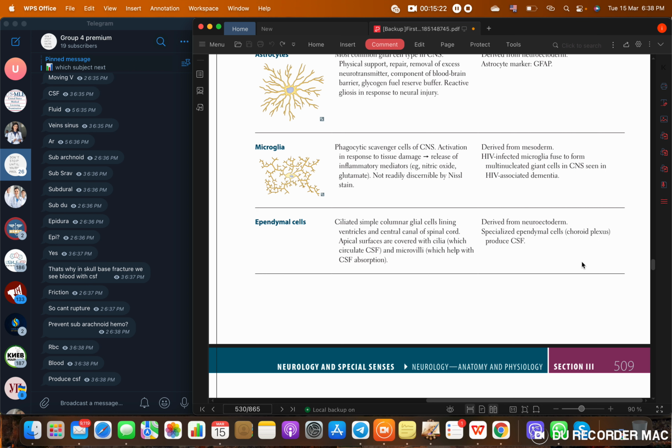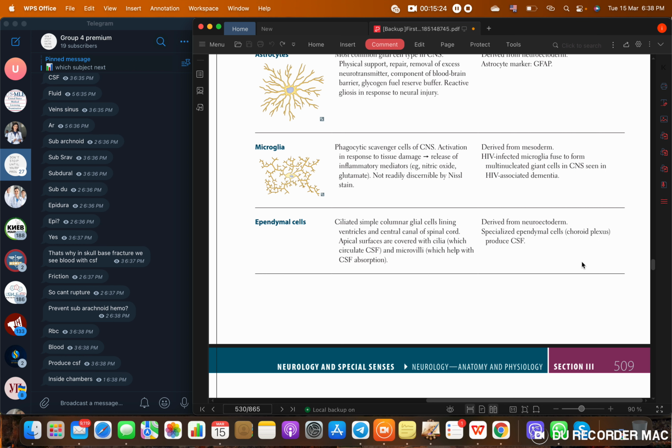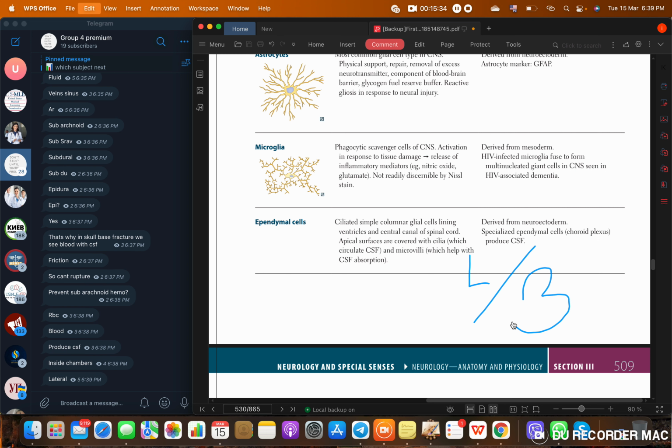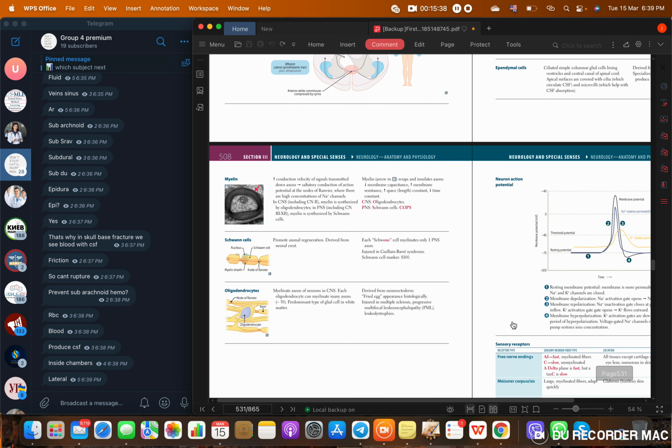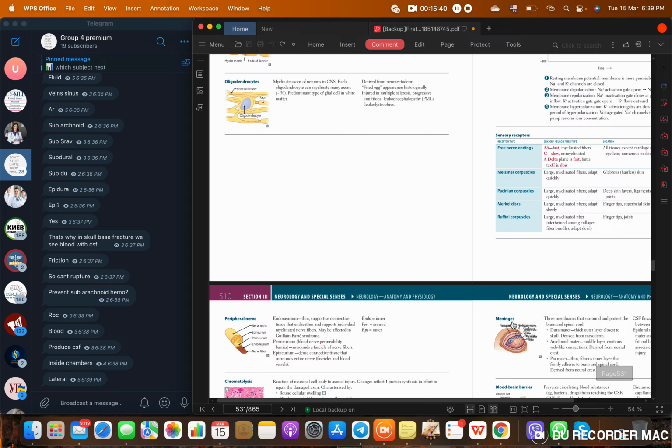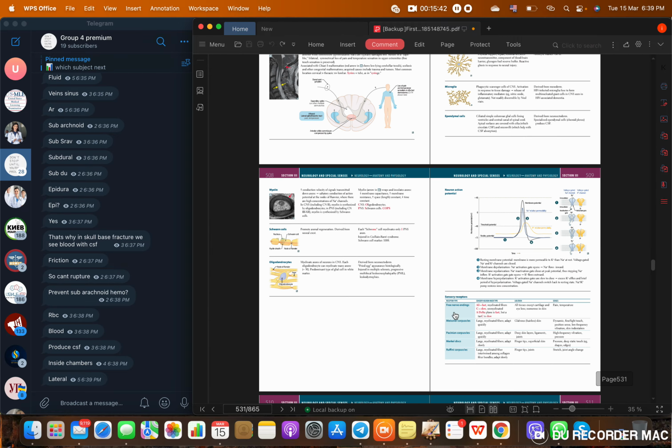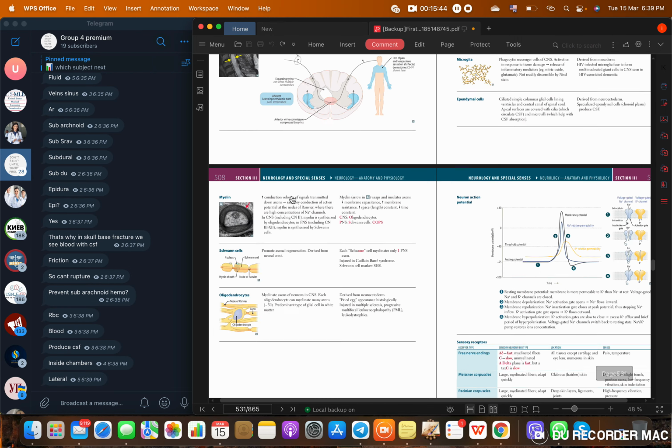Excellent. It produces CSF, but where is it located normally? Yes, it's inside of the chambers, mostly in the lateral and the third ventricles. Okay, good. Good. We'll speak more about the details of how this CSF system works.